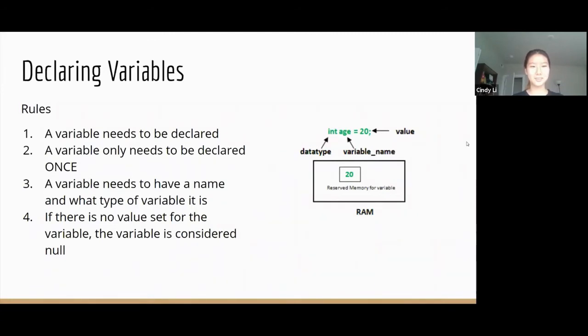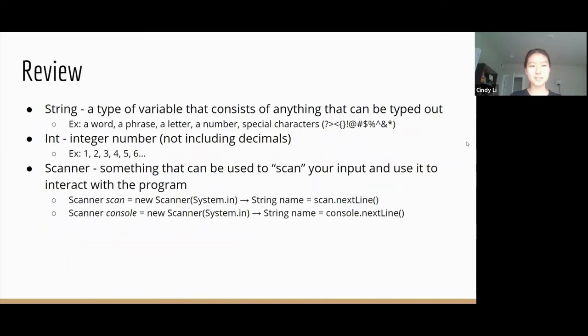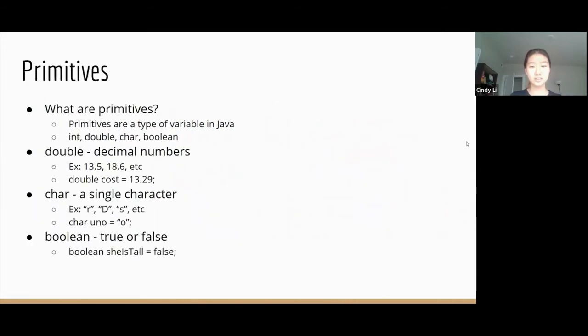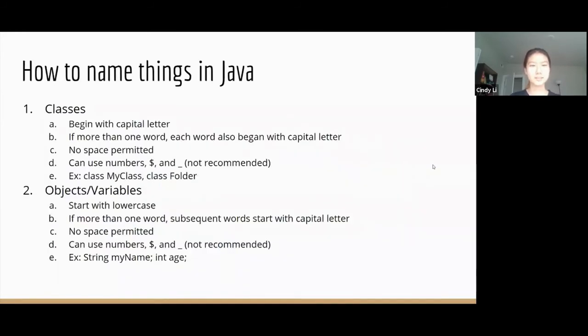Is that confusing? Does anybody have questions about null? Does anybody have any questions about primitives and string and scanner in general? Okay, I'm assuming that's no questions, so we are moving on to the next.